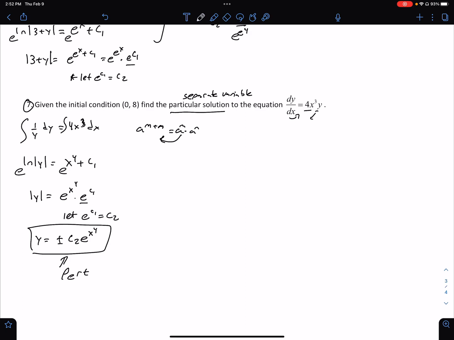That's P e to the rt. Ready? P e to the rt. Right there. That's pretty. I mean, pretty ugly if you ask me, but that's cool.